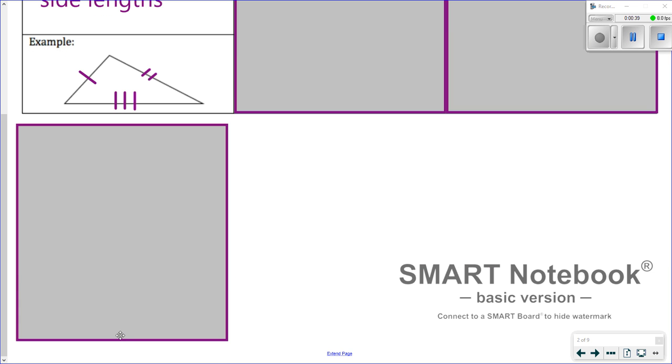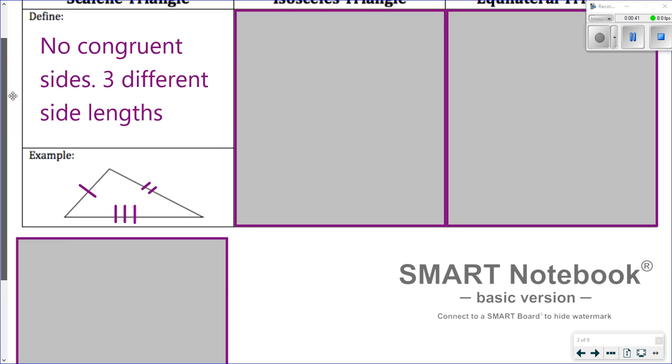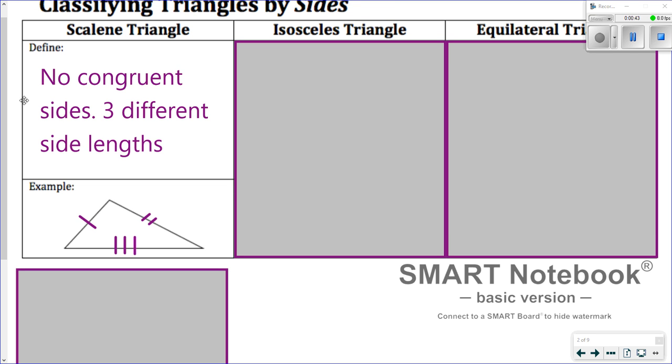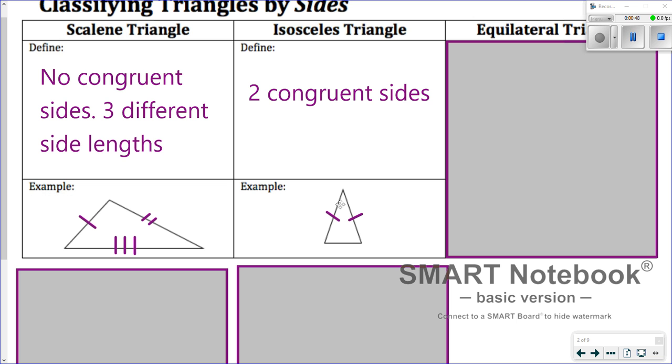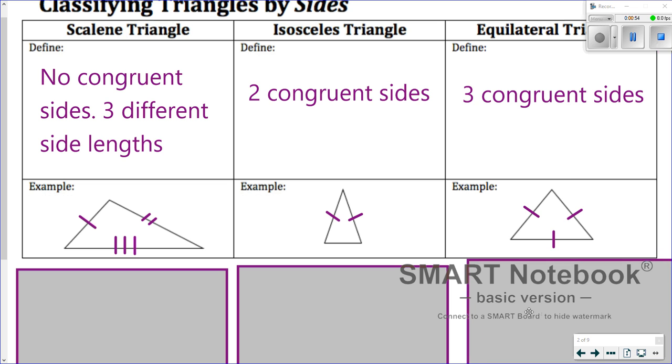For the first one, scalene, the sides are all different, so there's no congruent sides. With isosceles, there are two congruent sides, as you can see by the markings. And with equilateral, all the sides are congruent. So three congruent sides.